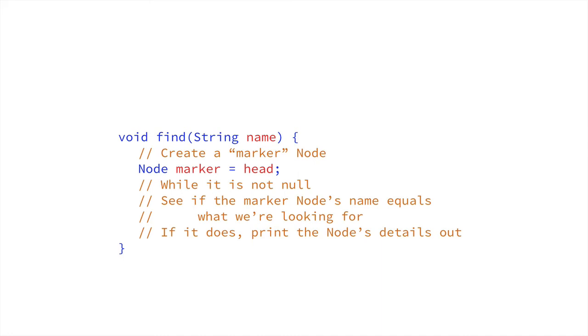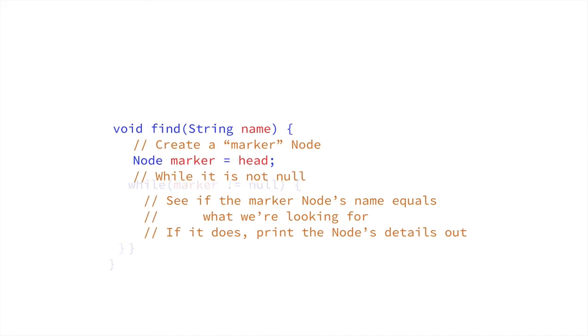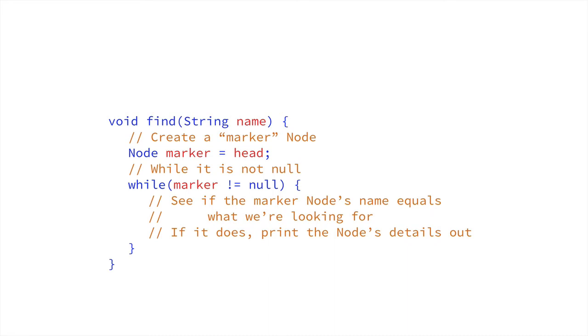So we create the marker node and make it equal to the head, because we're going to start searching this list from the beginning. While the marker is not null, for example, in the first iteration, this would mean the head is not null, and therefore the list is not empty.